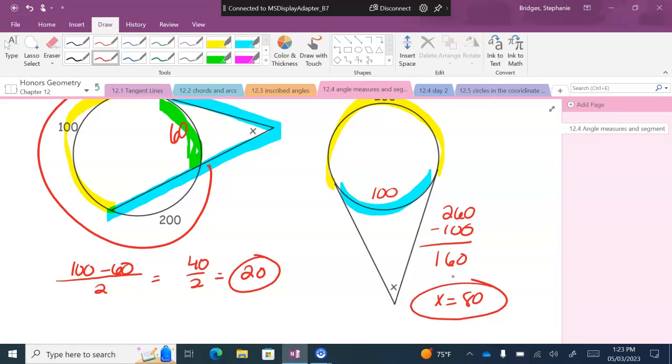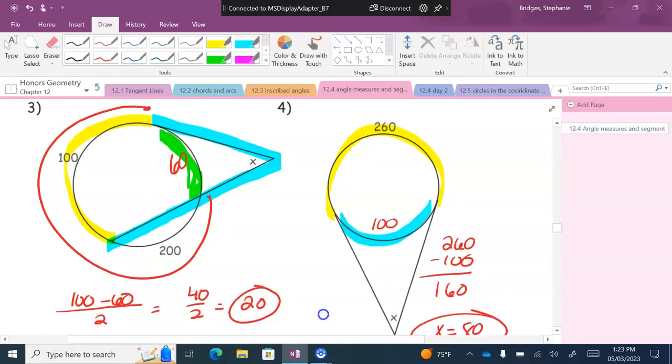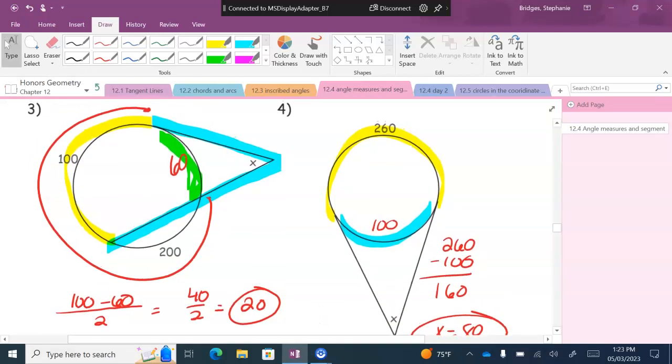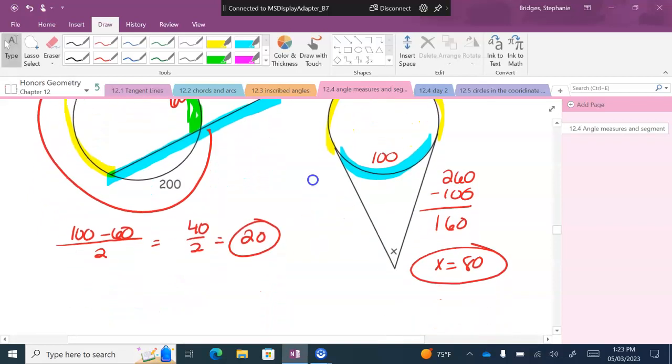Is everybody okay with that? It's you subtract the arcs and then take half of it. So we did 260 minus 100. Do you know where I got the 100 from? Okay. So 260 minus 100 gives me 160, but then I need half of that. Half of 160 is 80. Does that make sense?